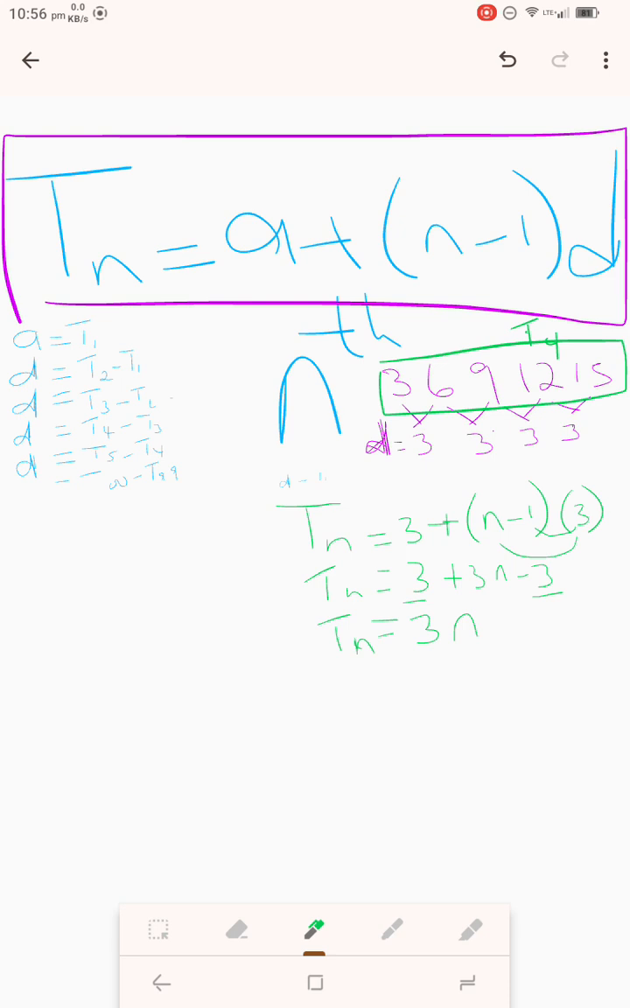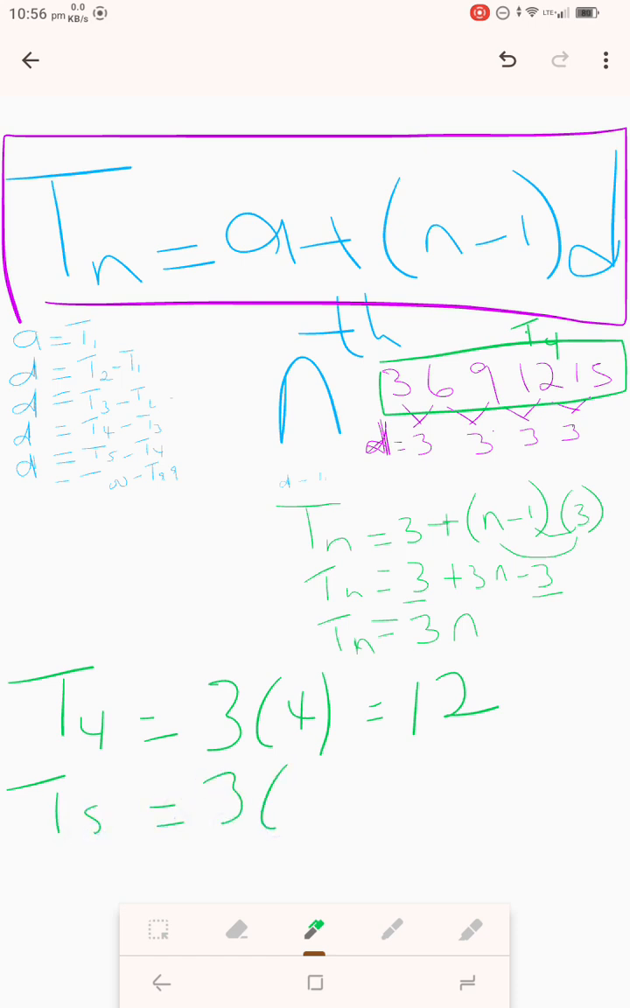So let's see. The general term here, Tn equals 3n, then we substitute with 4. How much is it? The term number 4 is 12. So let's see term number 5. Where is n? We put 5. How much is it? It's 15.